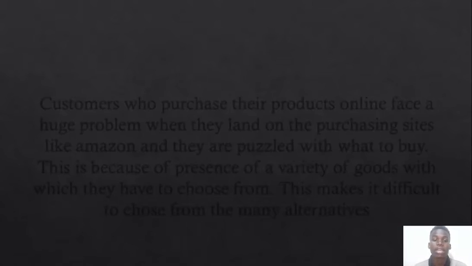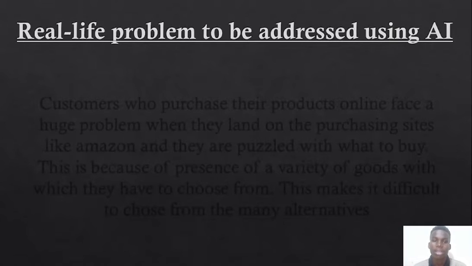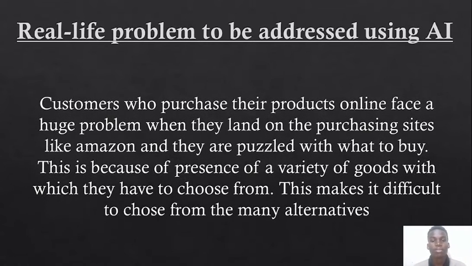And in this one, I'm going to be taking you through the real-life problem to be addressed using AI. So we are saying that customers who purchase their products online face a huge problem when they land on purchasing sites like Amazon and they are puzzled with what to buy. This is because of the presence of a variety of goods which they have to choose from. This makes it difficult for them to choose from the alternatives.